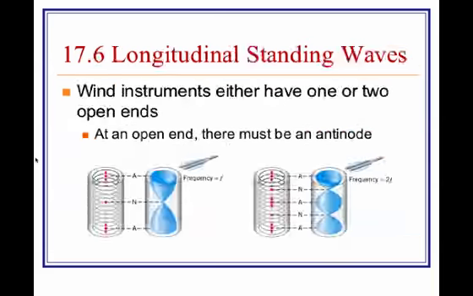When we look at longitudinal standing waves, we look at this within some tube. So the tube can either be open at both ends or open only at one end. If the tube is open at both ends, then the oscillation within that tube length is some harmonic of a half wavelength. This is because there is an antinode at the top and an antinode at the bottom.